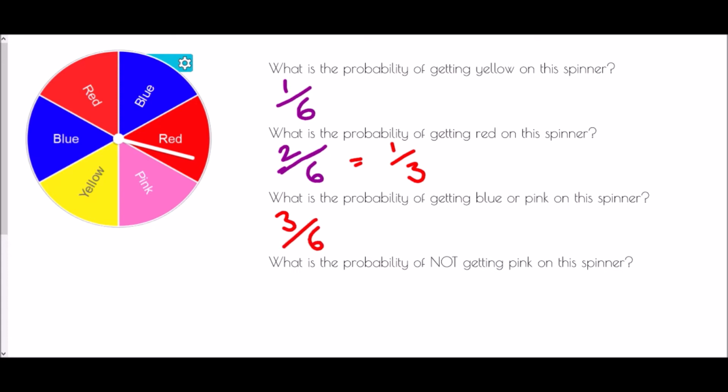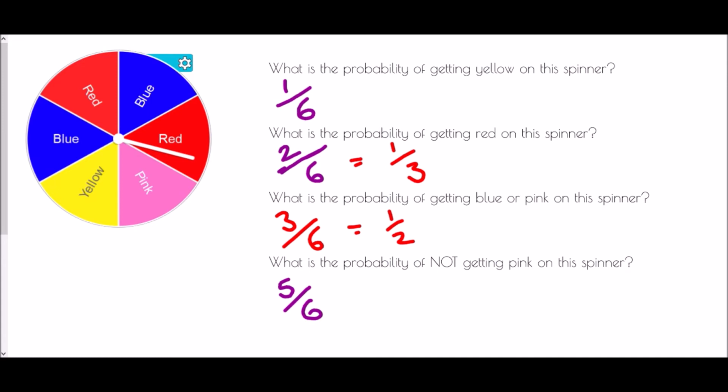Out of 6, 3 out of 6 is a half. And what is the probability of not getting pink on this spinner? So how many different ways could I not get pink? Well, I could get yellow, blue, red, blue, or red. And so there are 5 different ways that I could do it. And it's still out of 6.